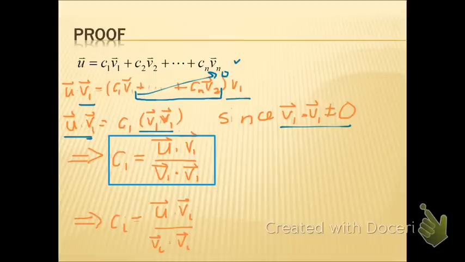And so we can generalize this. We can do this for each of the vectors and scalars. Going from i equal to 2 through p, we get the general form here to find the weights of the linear combination.